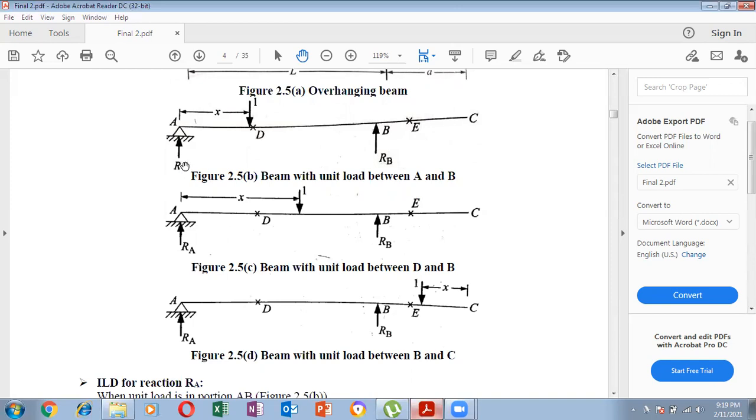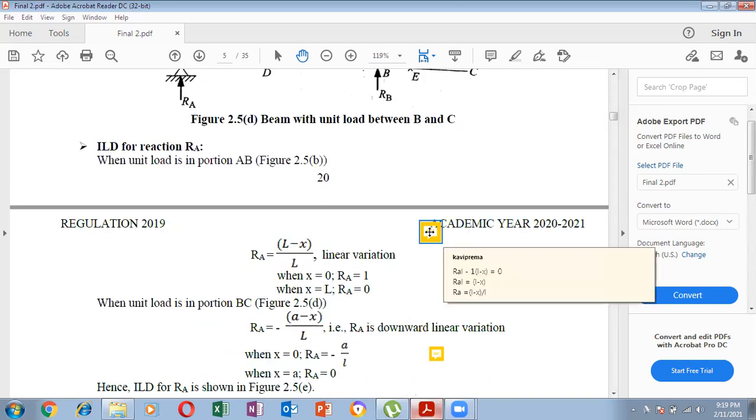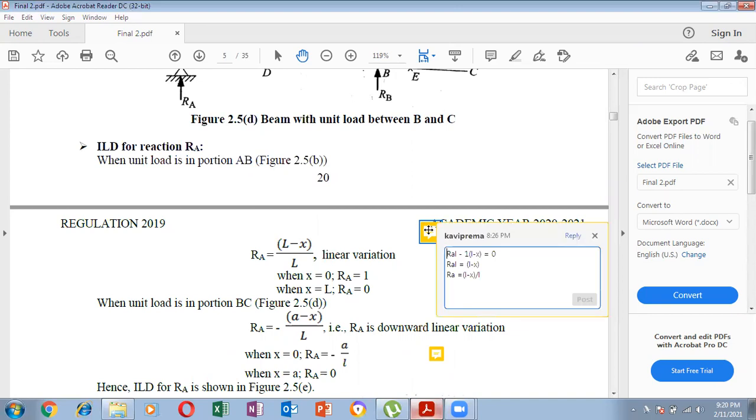Taking moment about B: RA into L, where L is the length of the beam, minus 1 into L minus X, that is the unit load, where L is the total length and X is this distance. RA is in clockwise direction and the unit load is in anti-clockwise direction. Solving this, we get RA into L is equal to L minus X, and RA is equal to L minus X by L. So it is given directly and it is a linear variation.